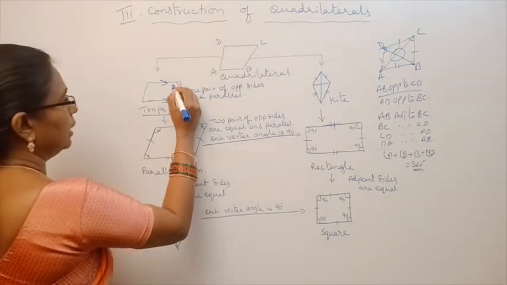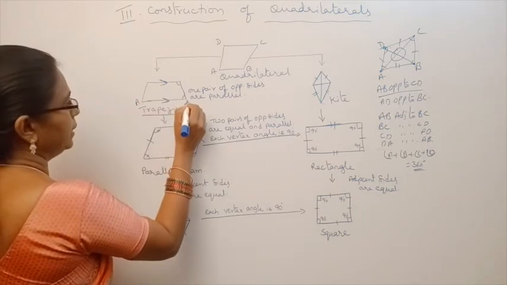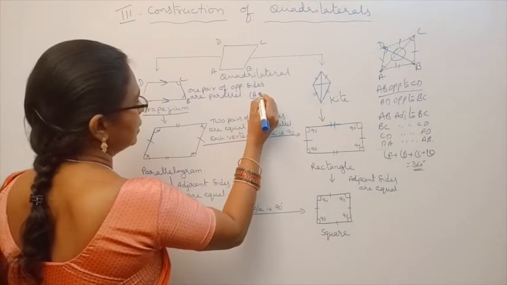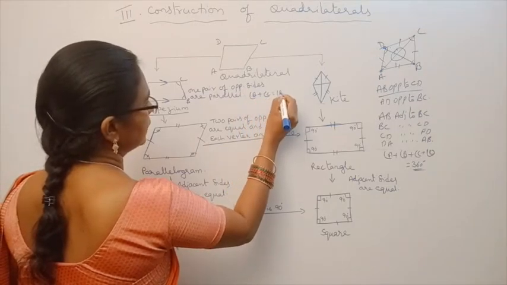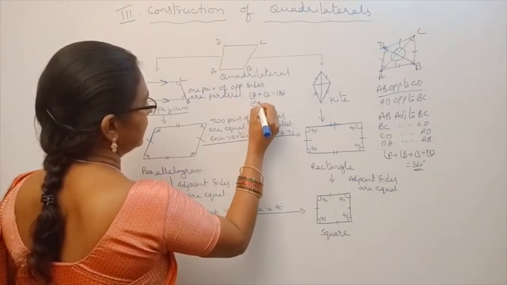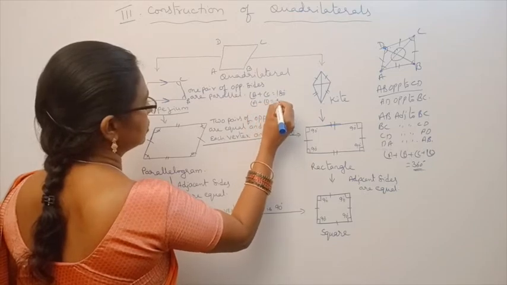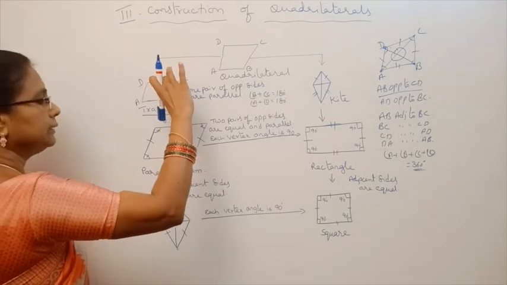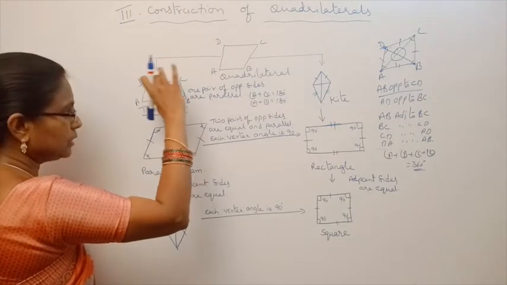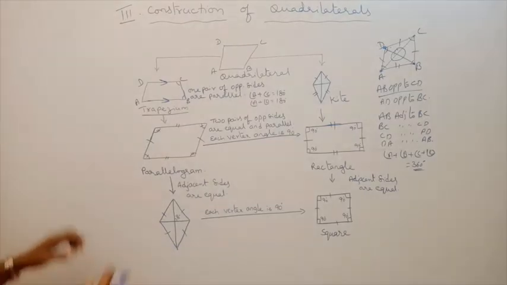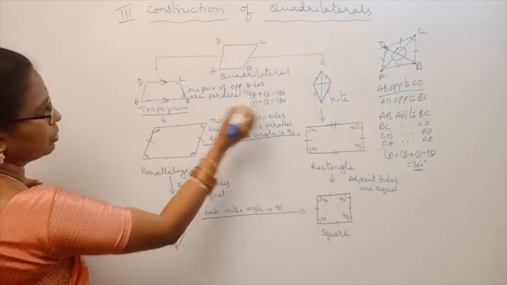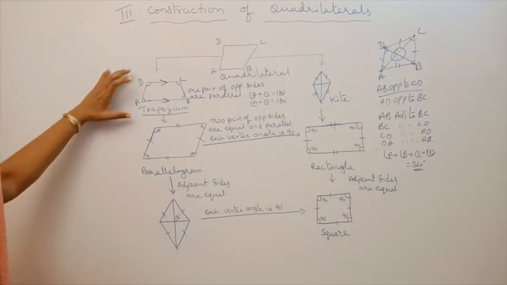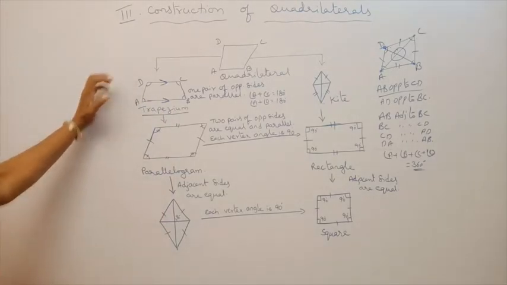Now A, B, C, D: angle B plus angle C is equal to 180, and angle A plus angle D is equal to 180. Because when one pair of sides is parallel, the other two sides become transversals. So angle C plus angle B is 180, angle A plus angle D is 180. Interior angles on the same side of the transversal are 180.